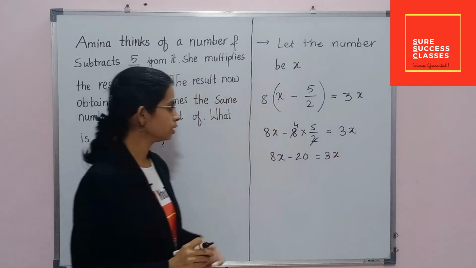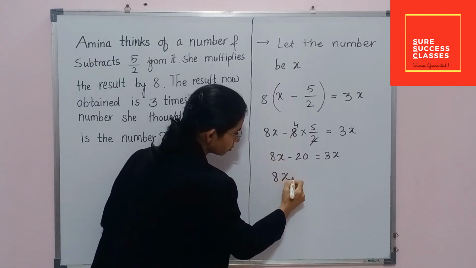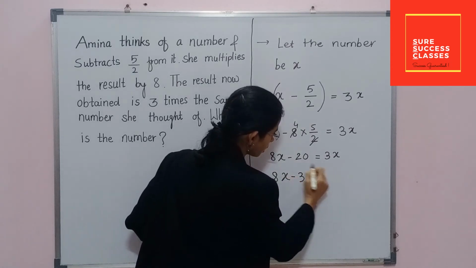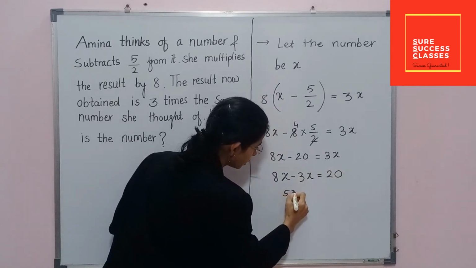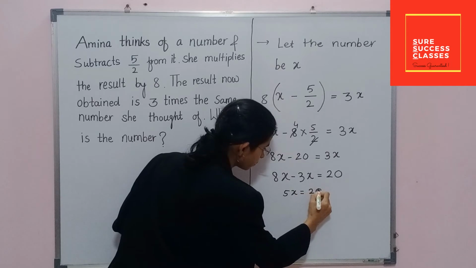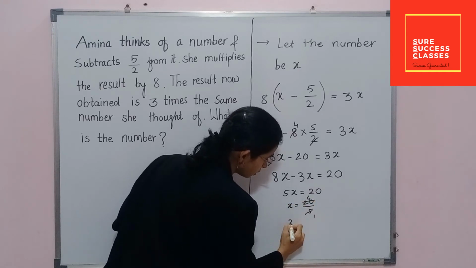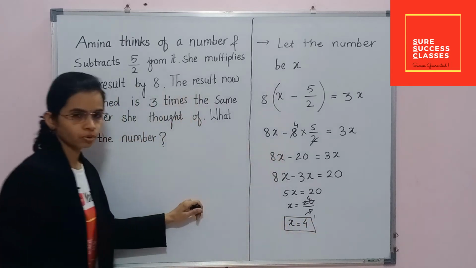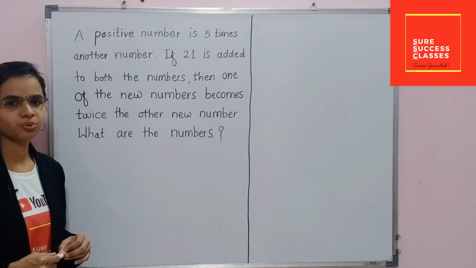When we shift this plus 3x to the left hand side, it will come with minus 3x, and this 20 becomes plus 20. So 5x is equal to 20. x is equal to 20 by 5. It is nothing but 5 fours are 20. So that number is 4. Let's move to the next question.